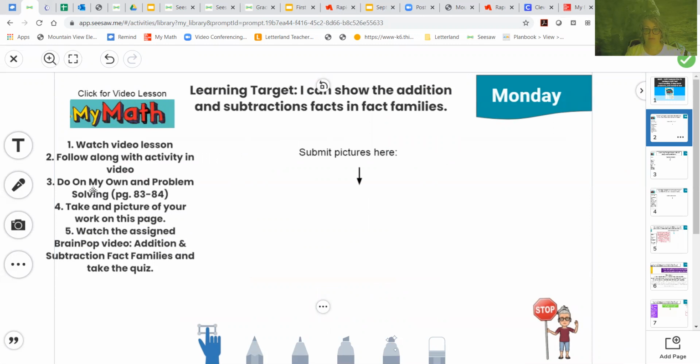So that is your assignment for today. Pages 83 and 84, Fact Families. And that's something that's kind of like a review for you, I think. And then the video, and do a little quiz on it.